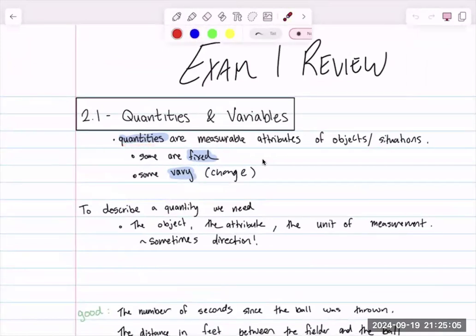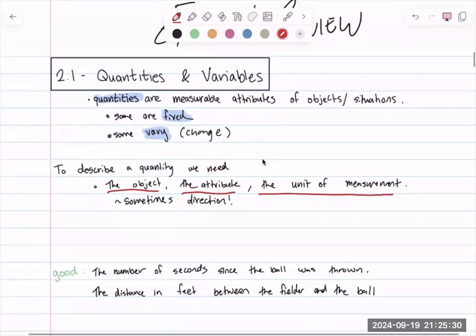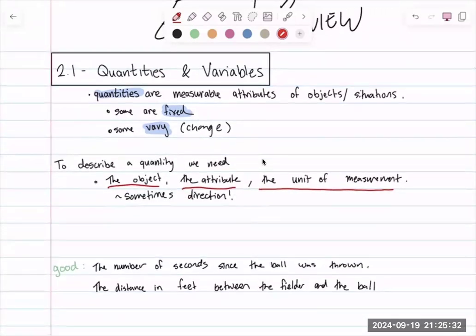A quantity is just some measurable attribute of an object or situation. So some are fixed, some vary or change. Examples of measurable attributes would be, for example, my height in inches, right? To describe a quantity, we need the object or the situation. We need the attribute, so height, distance, time, but we also need to be specific. So what is our unit of measurement for that? And sometimes we'll also need a direction, especially when we're talking about distances, okay?